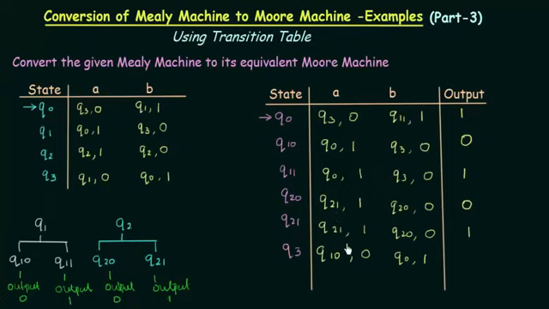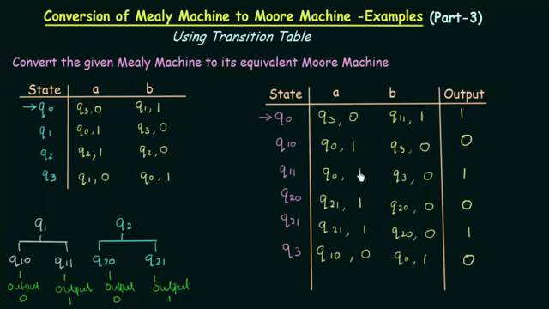And Q3, where is Q3? Q3 is here giving output 0. Q3 is also here giving output 0. It is also giving output 0 here. So Q3 gives output 0. So now we have filled up the output column for the Moore machine.